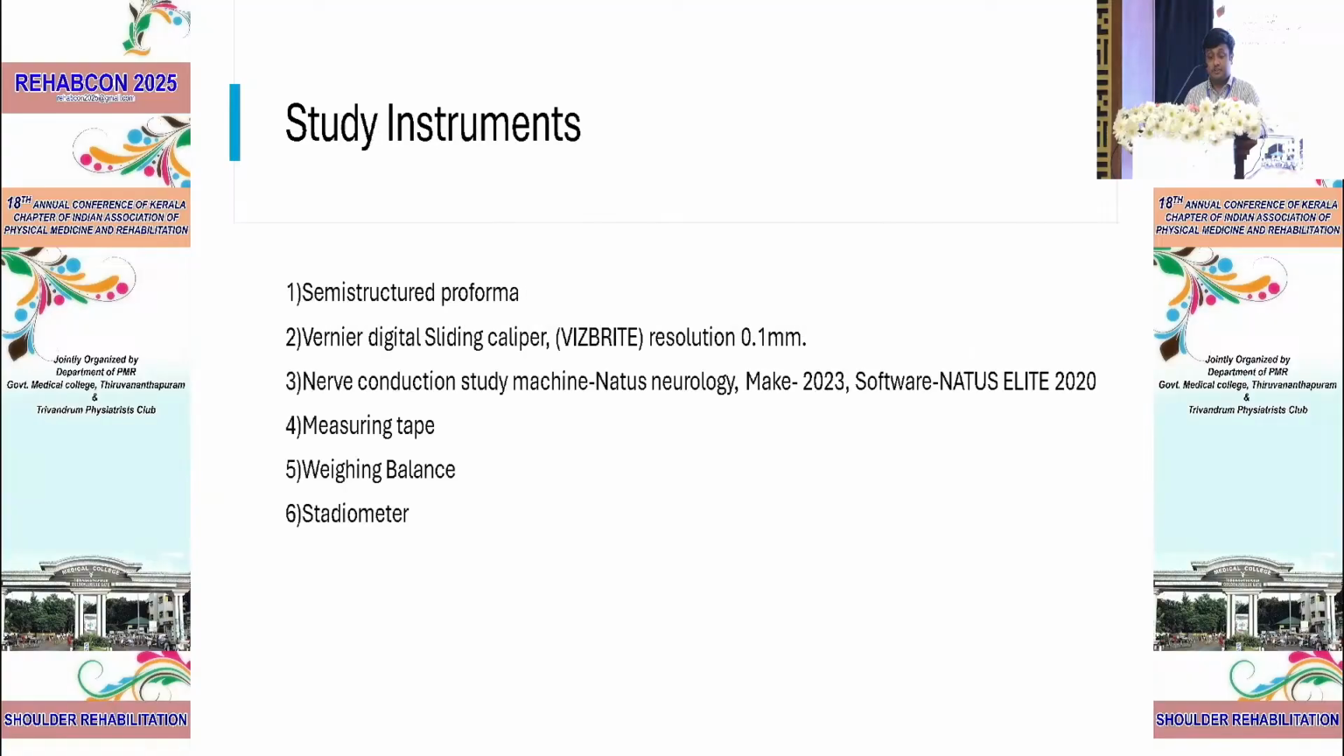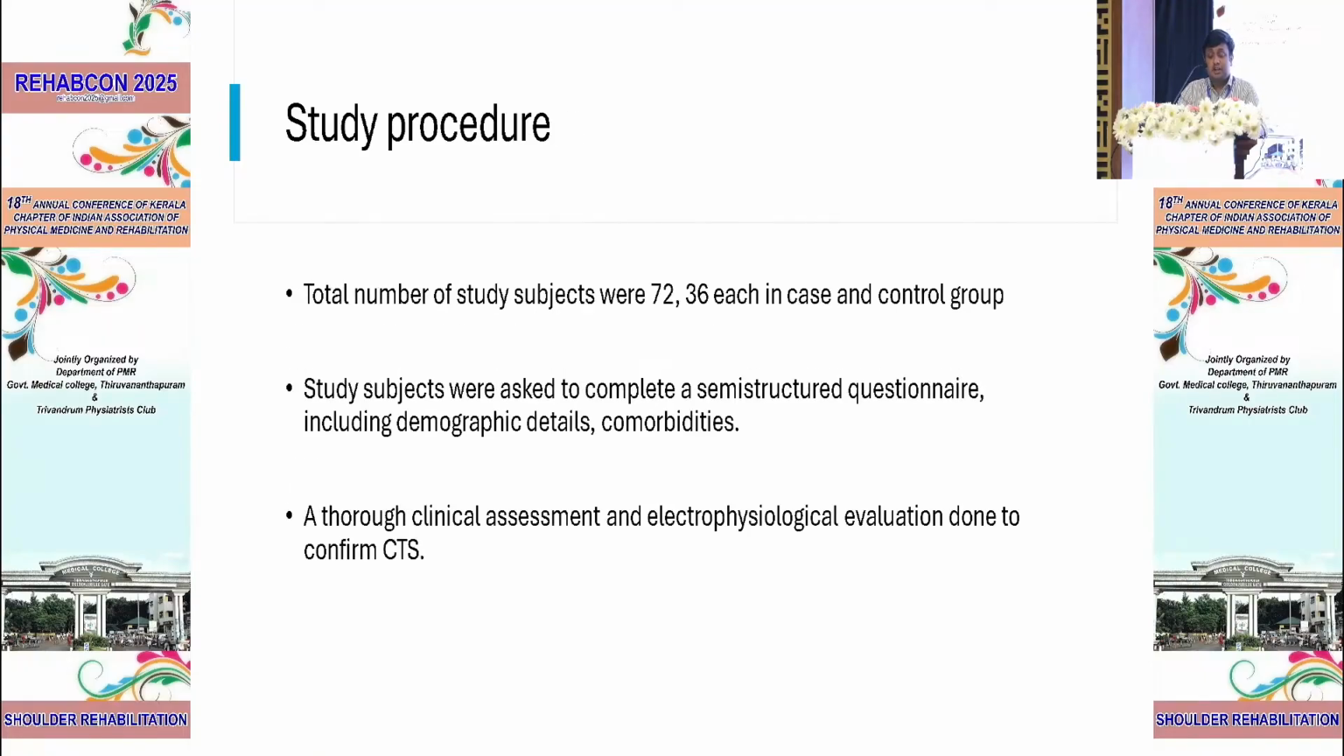Study instruments are semi-structured proforma, digital caliper, nerve conduction NCS machine, measuring tape, weighing balance, and stadiometer. Study procedure: a total number of 72 subjects were included in the study. In this, 36 were cases and 36 in the control group. Study subjects were asked to fill the semi-structured proforma, which includes the demographic details and the comorbidities. And thorough clinical examination and electrophysiological evaluation was done.